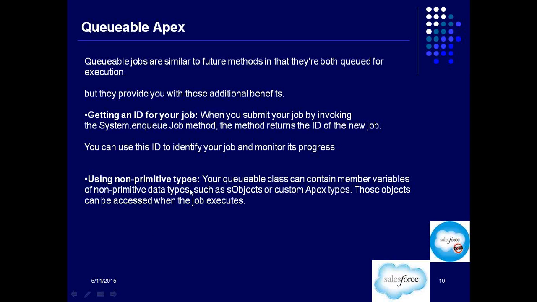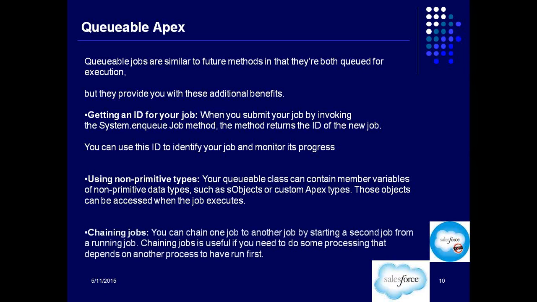Non-primitive data types such as SObject or custom Apex types. Those objects can be accessed when the job executes. So when the job actually executes, those objects can be accessed. So use of non-primitive data types is the other advantage of Queueable Apex.